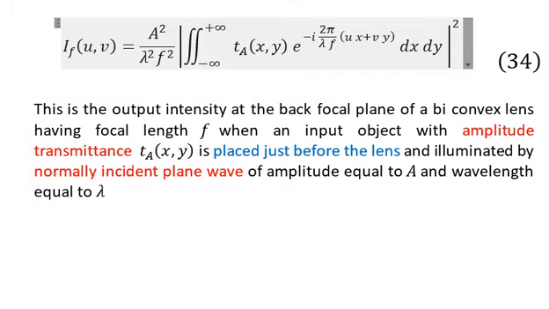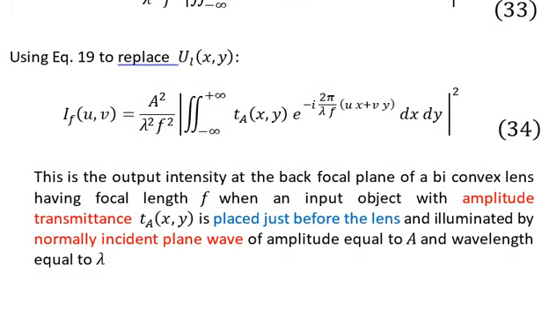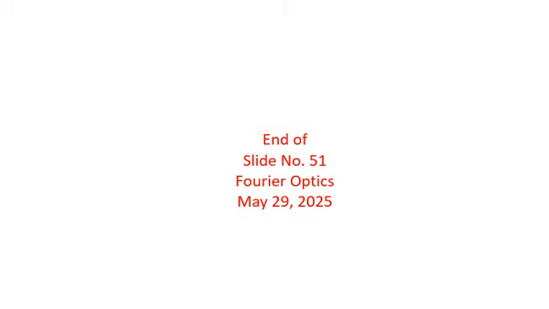This is the output intensity at the back focal plane of a biconvex lens having a focal length f when an input object with amplitude transmittance t of x comma y is placed just before the lens and illuminated by a normally incident plane wave of amplitude equal to A and wavelength equal to lambda. So you see that we have calculated the amplitude and the intensity of the field at the back focal plane of the lens when the input was placed just before the lens. So one case has been solved. So this is the end of slide number 51.